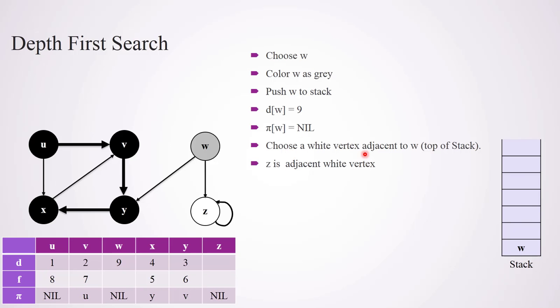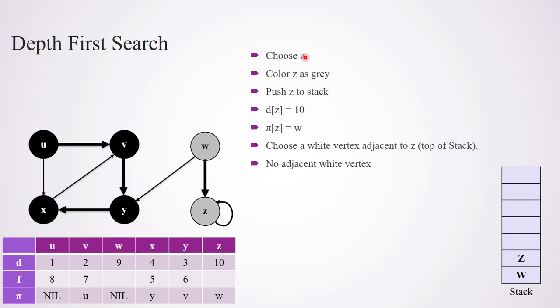Choose a white vertex adjacent to W. So Z is adjacent to W, that is white. So Z is the adjacent white vertex. So what will we do? We will push Z. So Z is chosen. Z is colored as gray. Push Z to stack. Z is pushed to stack.